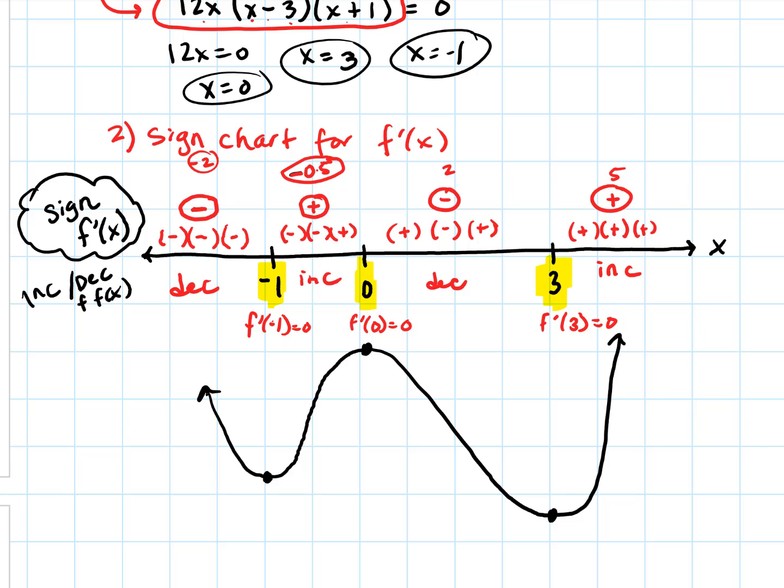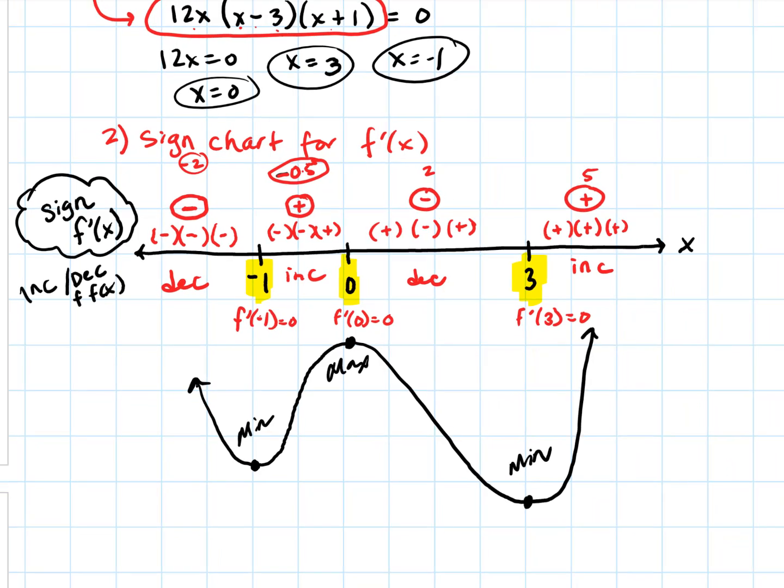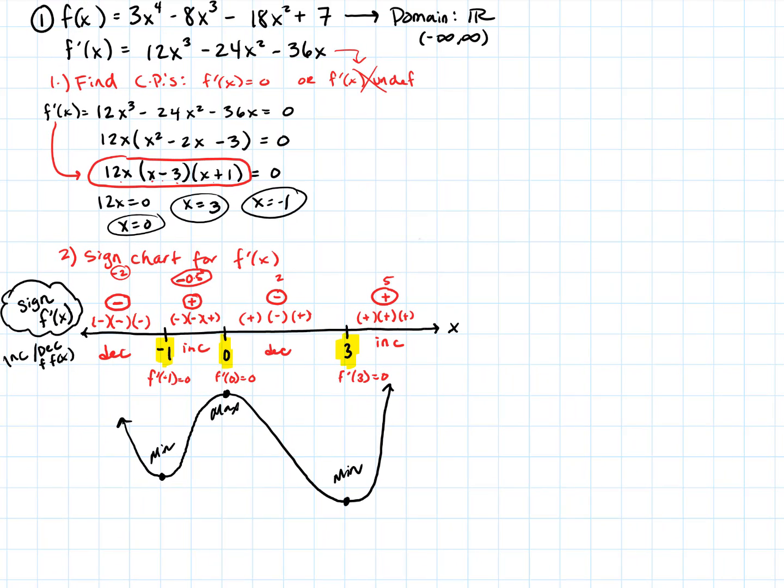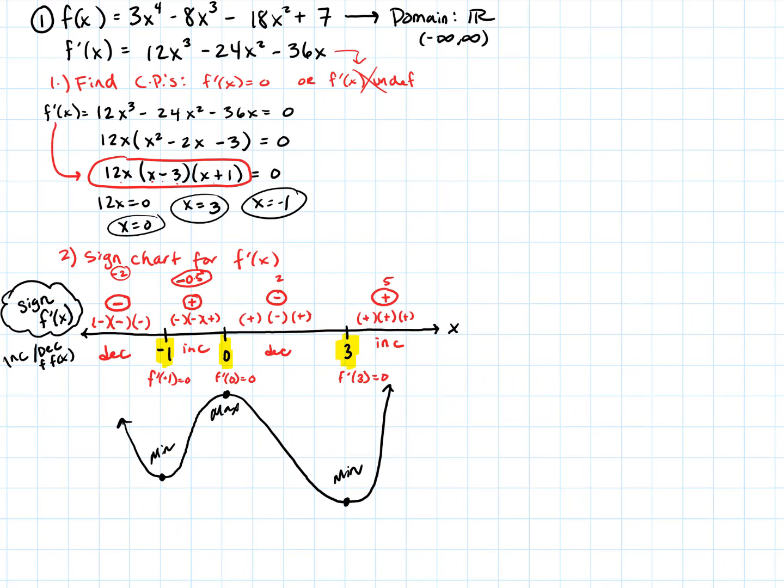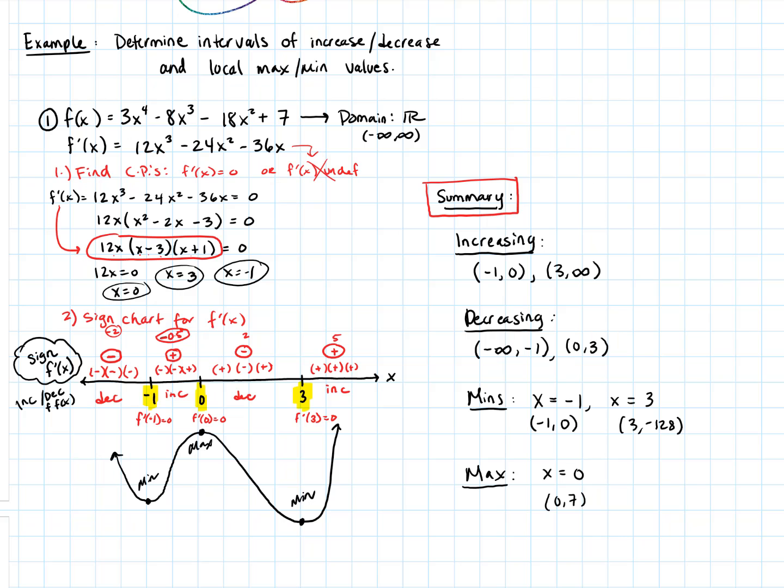We know that because this decreases then increases, this point must be a local min, this point must be a local max, and this must be a local min. I'm just writing min and max, but we know that that's a relative or a local, we're not talking absolute. Okay? And once we have all that information, we could summarize it and state exactly what's happening.